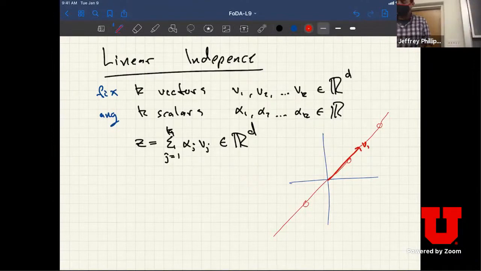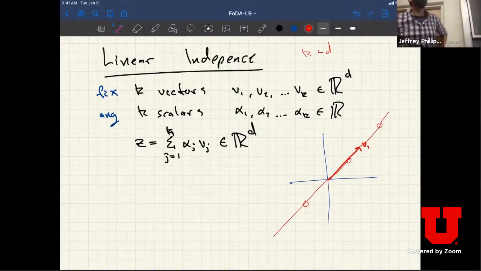Okay? So that's if I have a single vector, but if I have multiple vectors, and we'll think of, in this case, this is interesting typically for now when k is less than d, right? So d is now a high dimensional space. We're thinking in high dimensions.